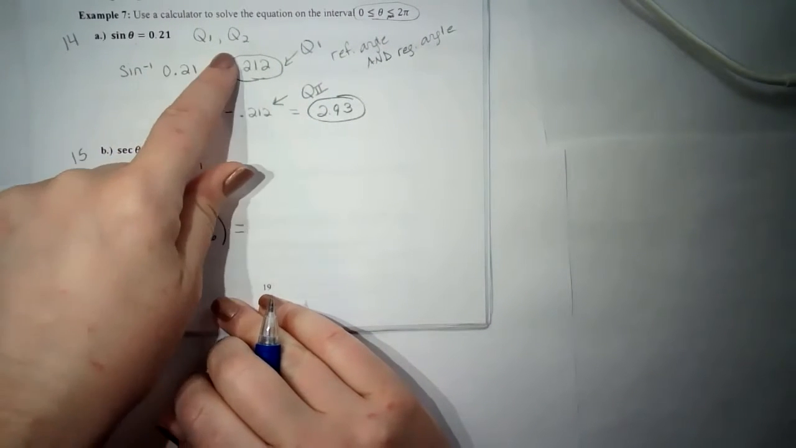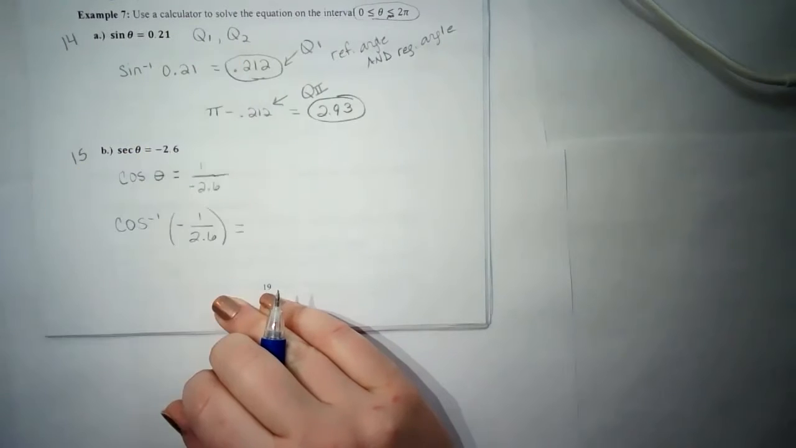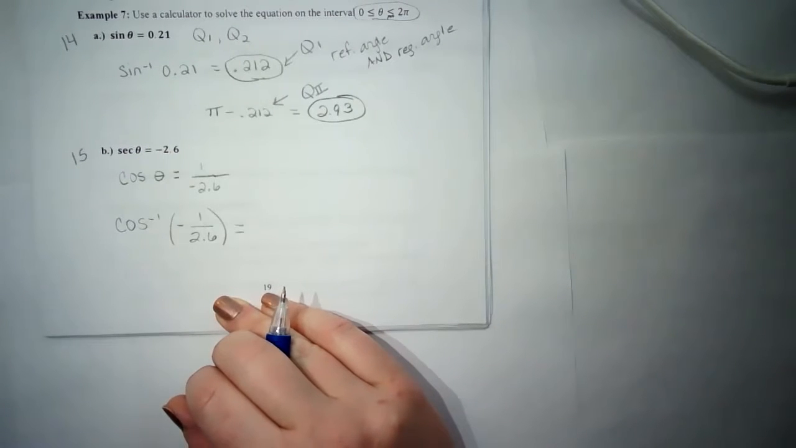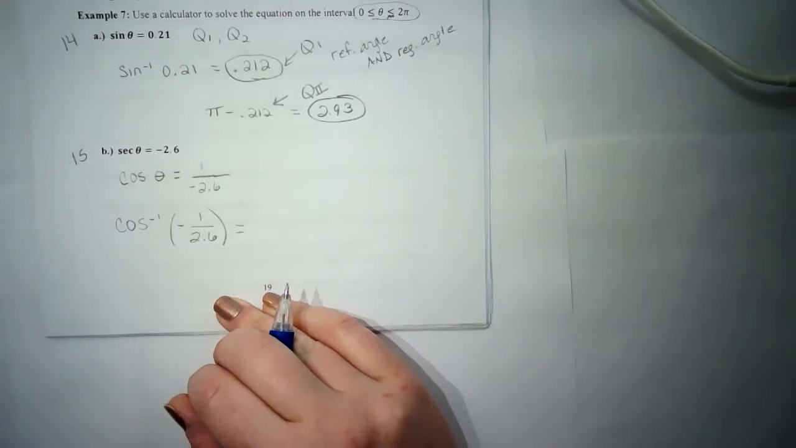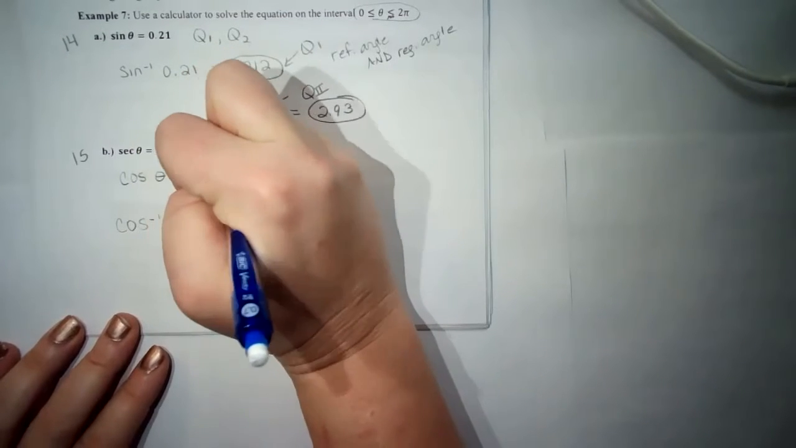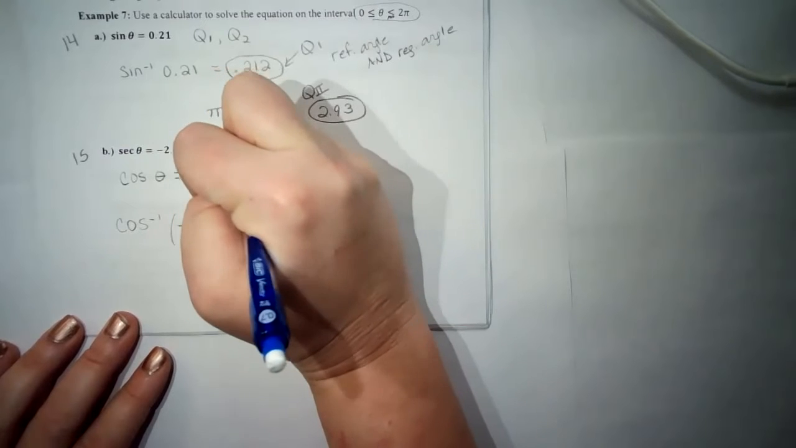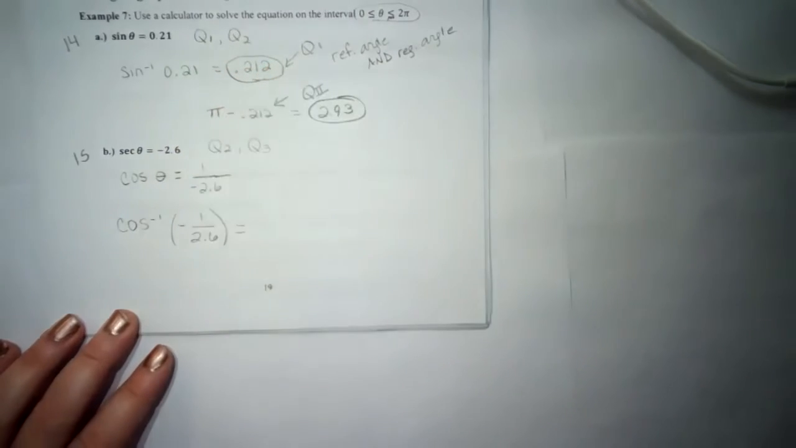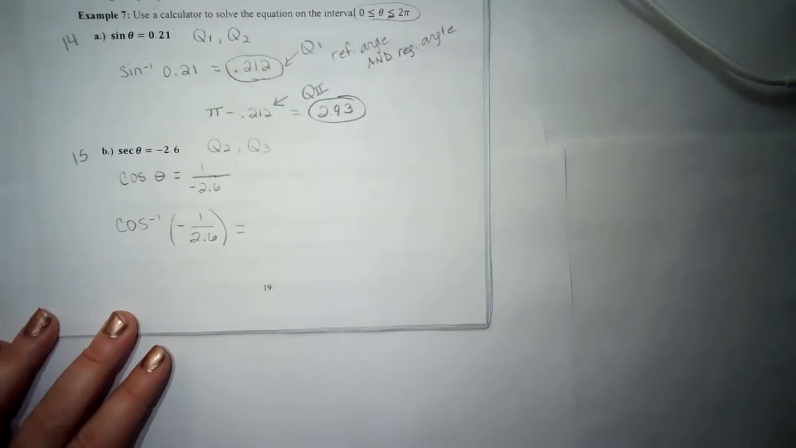Now let's think about this. Sine being positive in one rotation was only quadrant 1 and quadrant 2. Where is cosine negative in one rotation? Quadrant 2 and quadrant 3. That's what we're looking at for cosine.